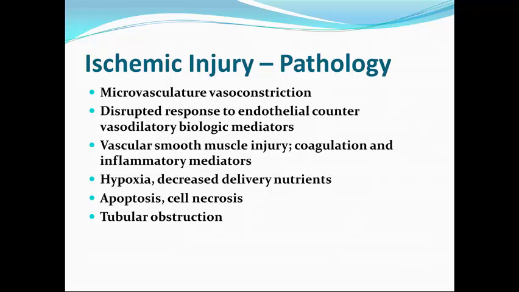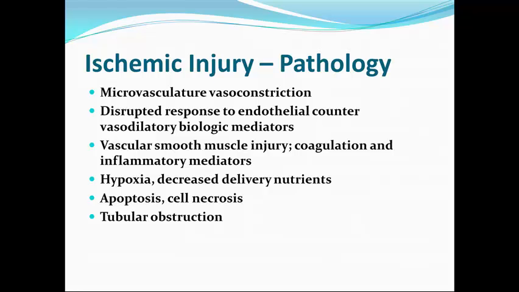So this is someone who has ischemic kidneys, and first thing, remember that kidneys already pretty much work in a relatively hypoxic environment. So they actually do pretty well with a fairly low oxygen environment. But what happens with this ischemia is the microvasculature becomes vasoconstricted. As a result, they're unable to respond to those endothelial counter-vasodilating biologic mediators. So you have microvasculature vasoconstriction. Remember, the glomerulus is a knot of capillaries. In this ischemic injury, the response to the biologic mediators for vasodilation is disrupted. This then leads to vascular smooth muscle injury as well as coagulation and inflammatory mediators. So ischemia leads to inflammation.